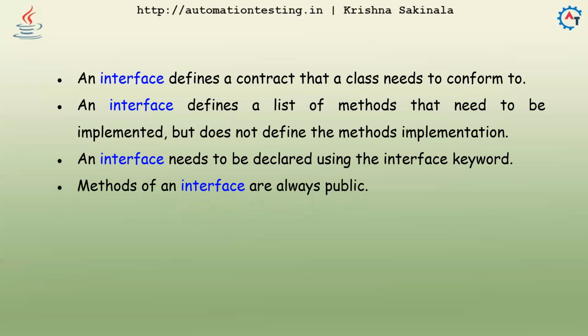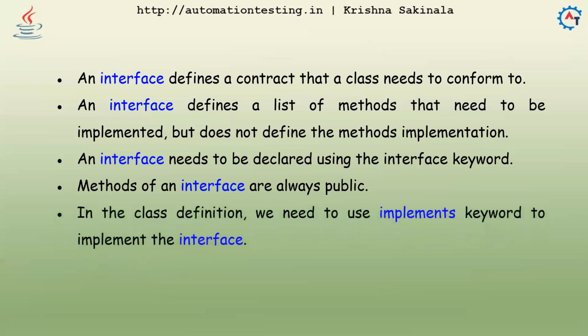Why should these methods be public? The reason is we will not have any implementation for these methods. We need to implement these methods in another class. So if you want to access these methods from another class, then these should have public visibility. Then only other classes can access these methods. Because of that, these are public.